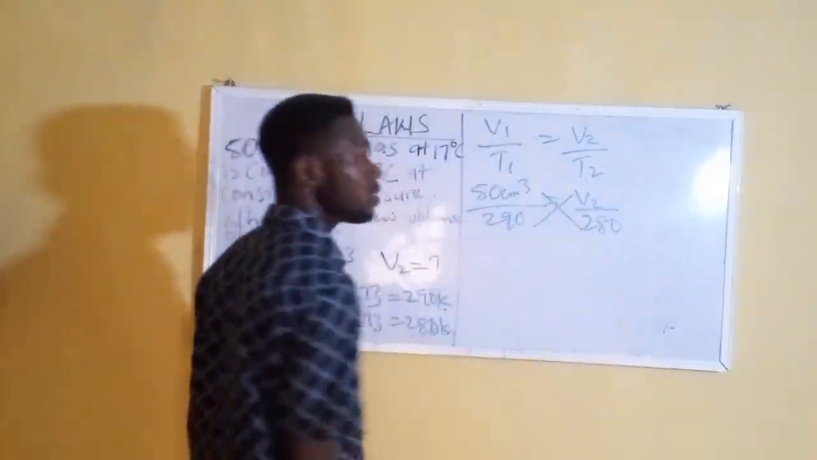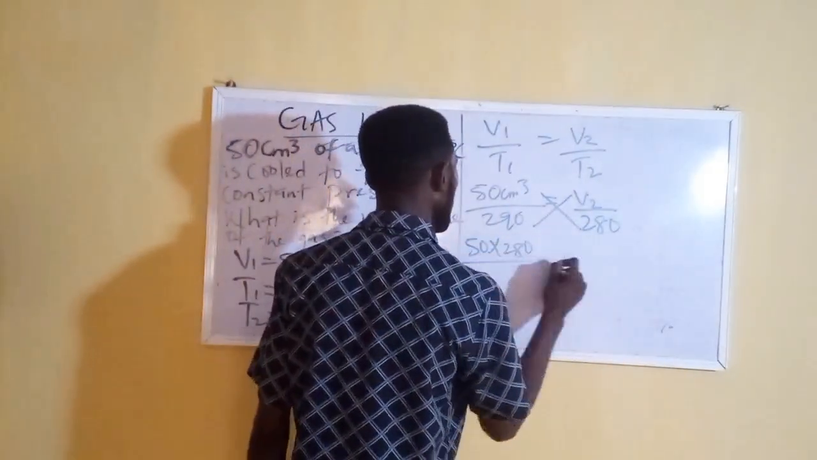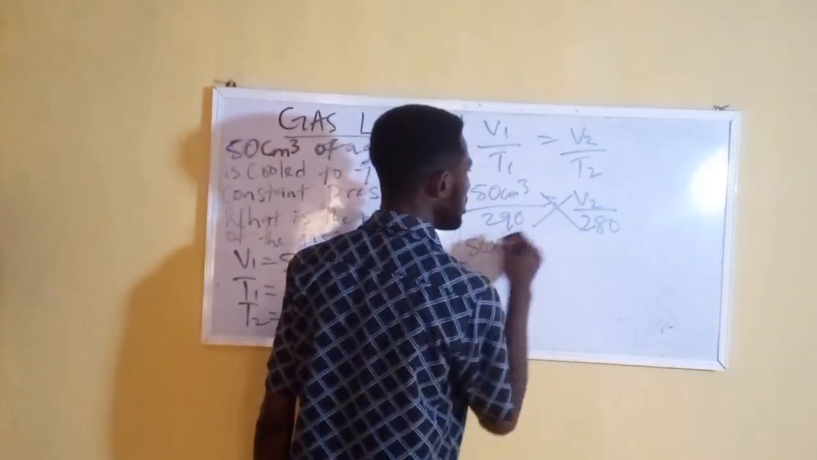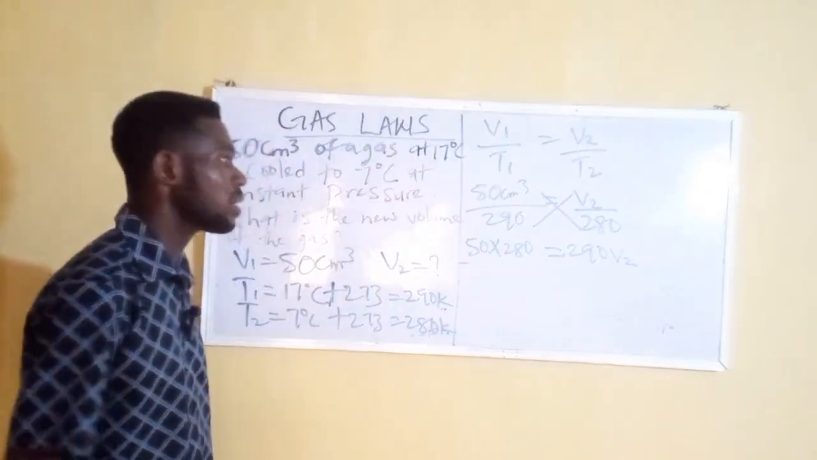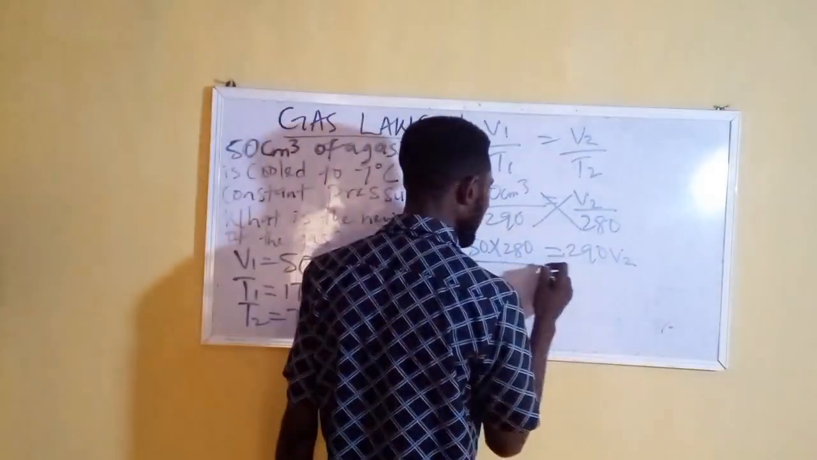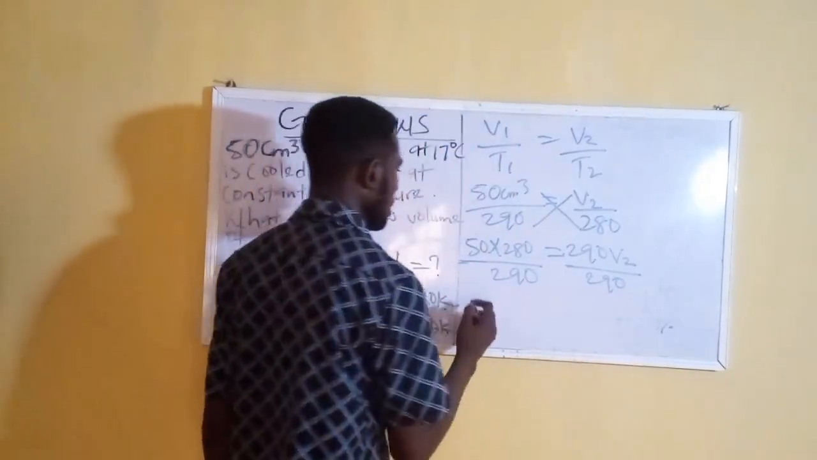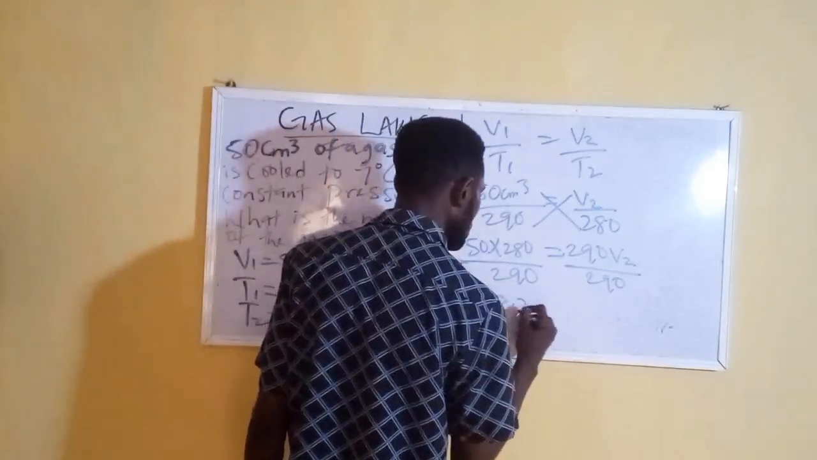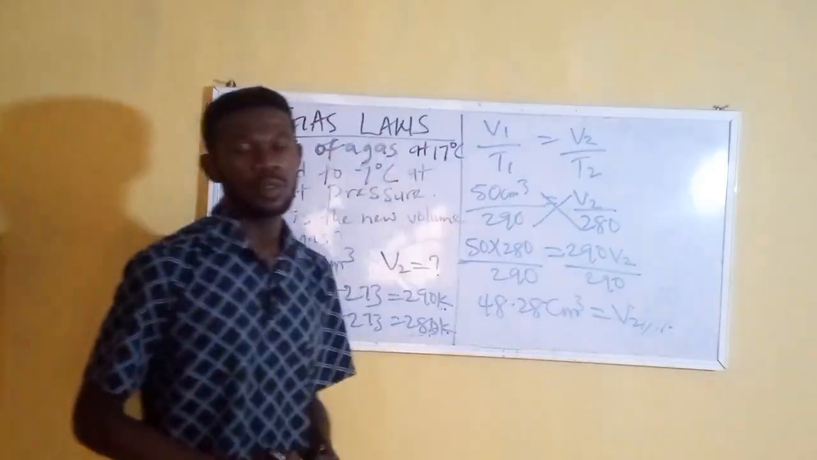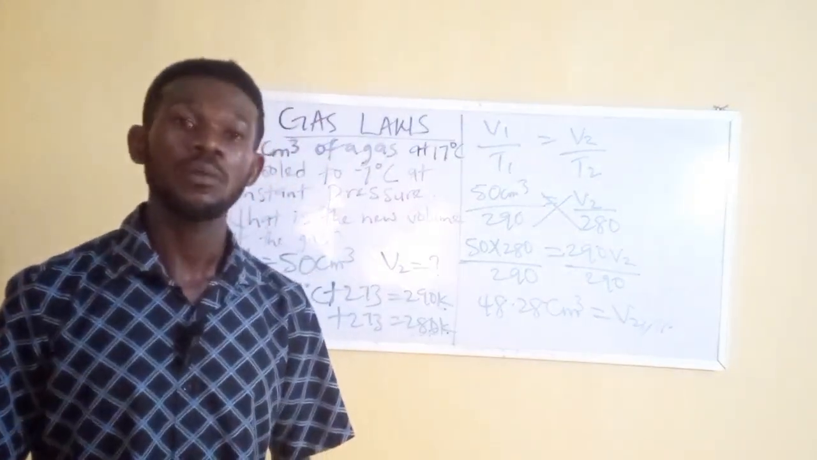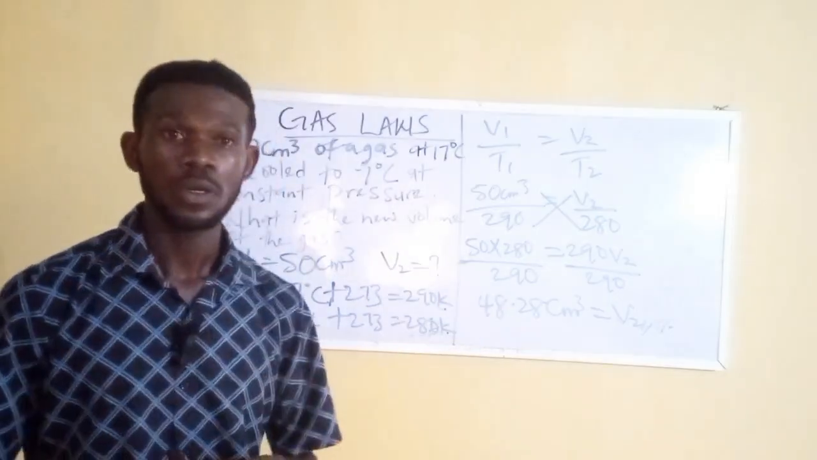Now we can cross multiply to make V2 the subject of the formula. So you have 50 times 280 equals 290 V2. Now we can make V2 the subject of the formula by dividing both sides by 290. And when you have that, you have 48.28 centimeter cube. That is your new volume. This is how to carry out your conversions and calculations as regards Charles law.